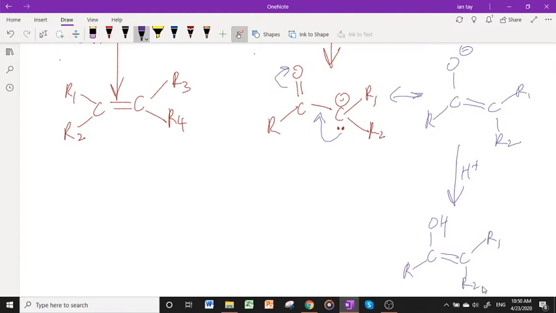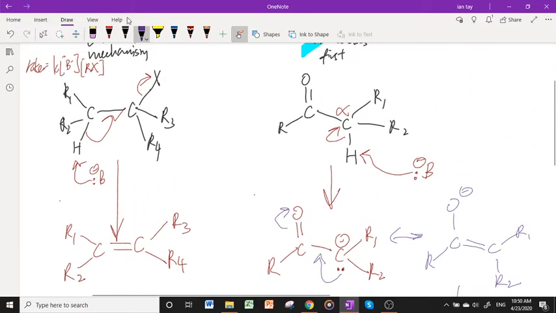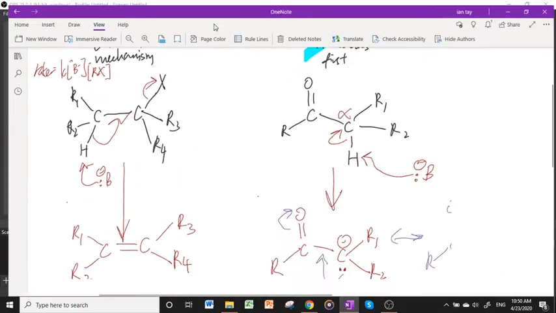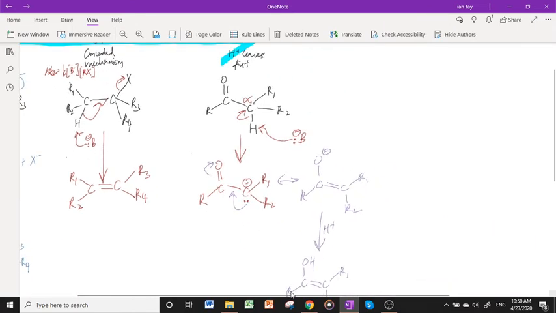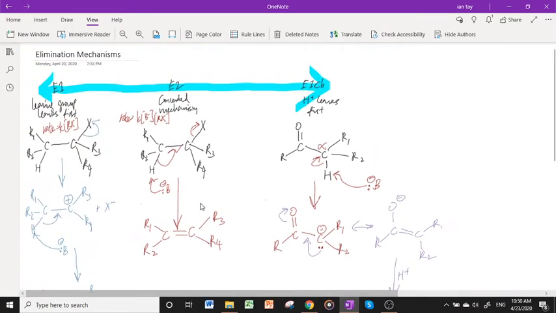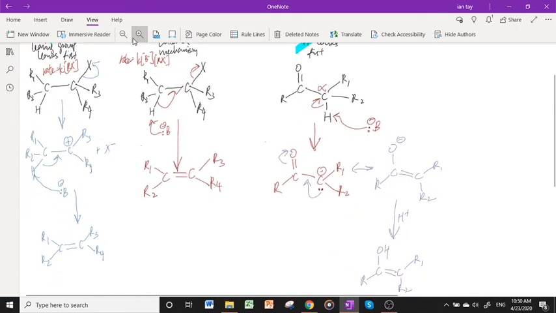So if you realize, you follow with me, right? This is basically two ends of the same spectrum. On one end, the leaving group leaves first. On the other end, H plus leaves first. And in the middle, H plus and X minus leave at the same time in one concerted step.